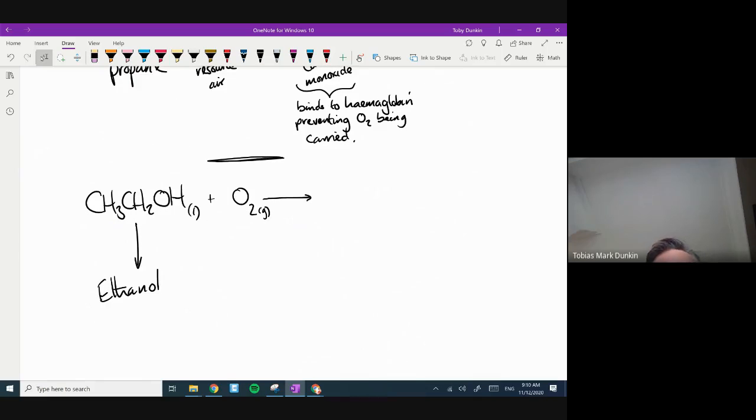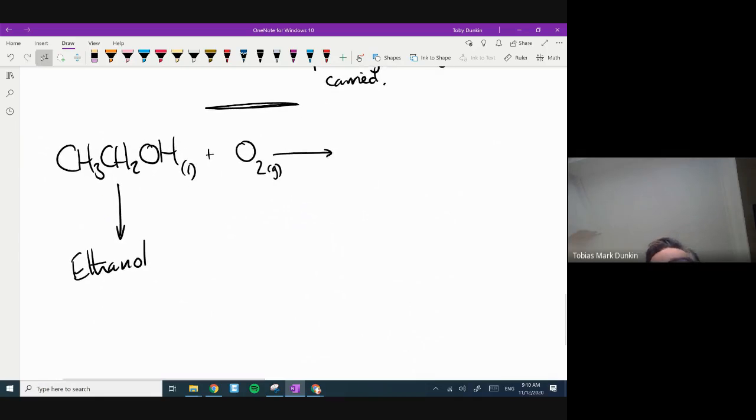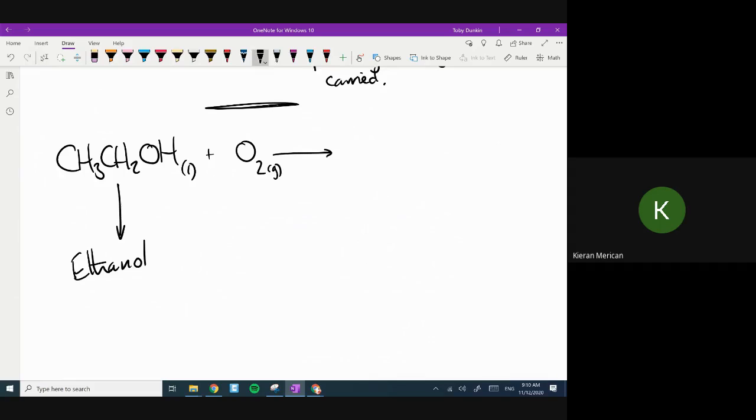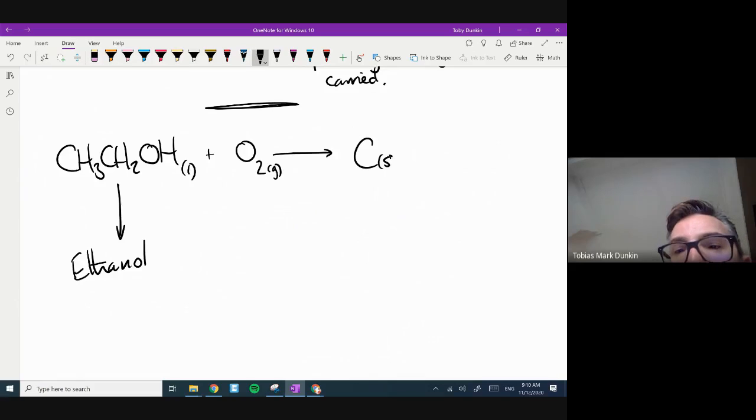So we've taken ethanol. We're going to add oxygen to it. I'm then going to go to Kieran. I'm going to do incomplete combustion to cause global dimming. It's going to form water and carbon. I like it. Well done.